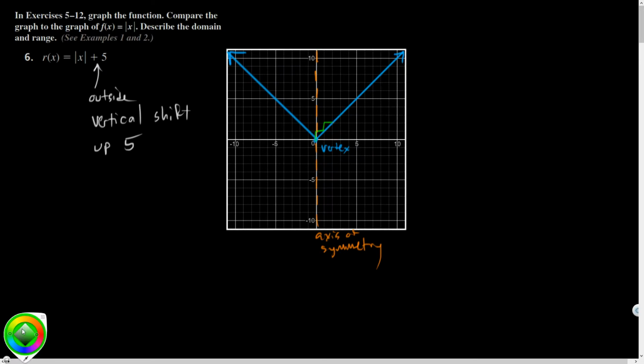I already used orange, I'll use orange again. That's fine. So this point, the vertex, is up. This point is up. This point is up. Every point on the blue graph is being shifted up.